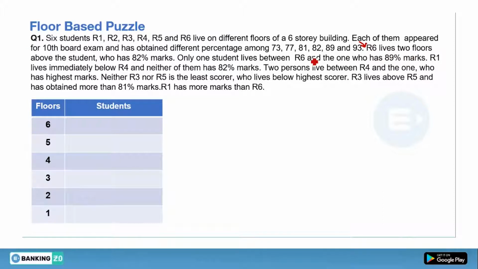R6 lives 2 floors above the student who has 82% marks. We don't know the exact floor number of R6 and of the student who has 82%, so we cannot put this in our table. So we will make a footnote of it, for the student who has 82% marks. Many of you will think that there will be 2 floors between R6 and the one who has secured 82%. This is a common mistake made by students in examinations.